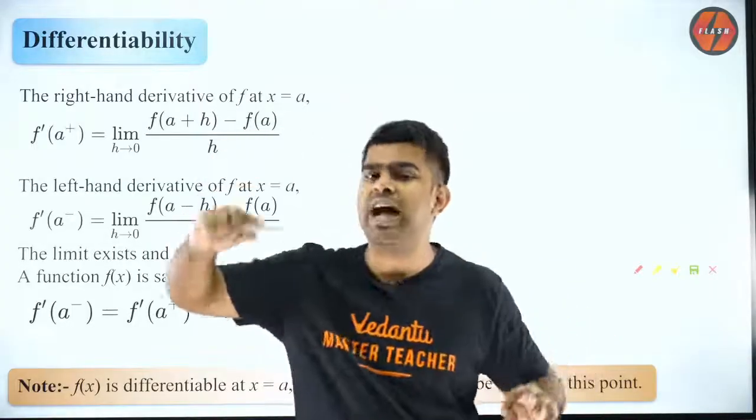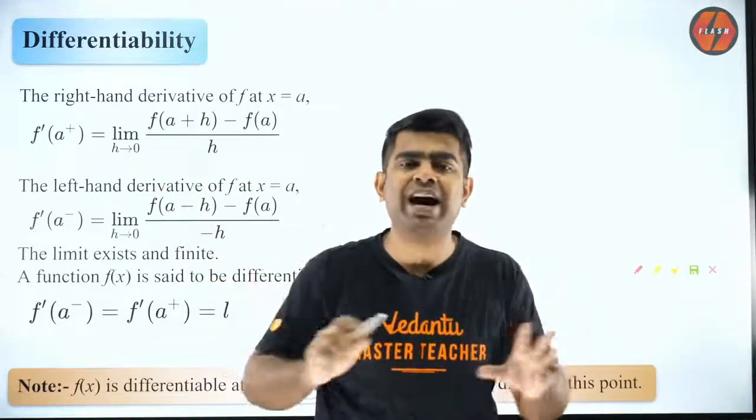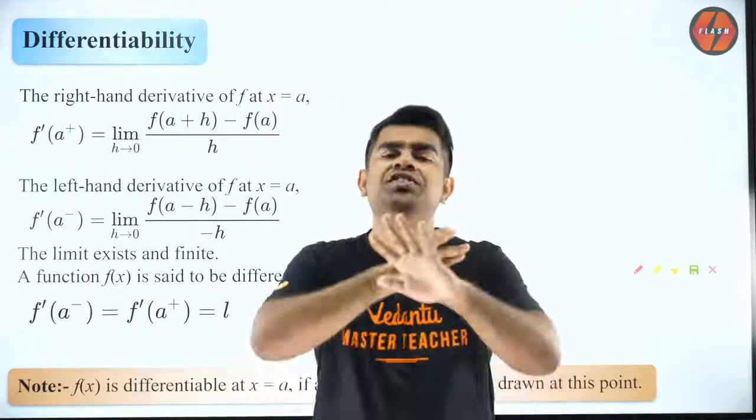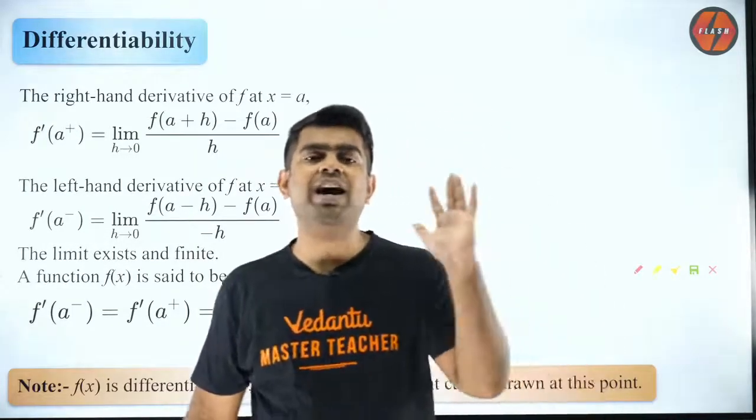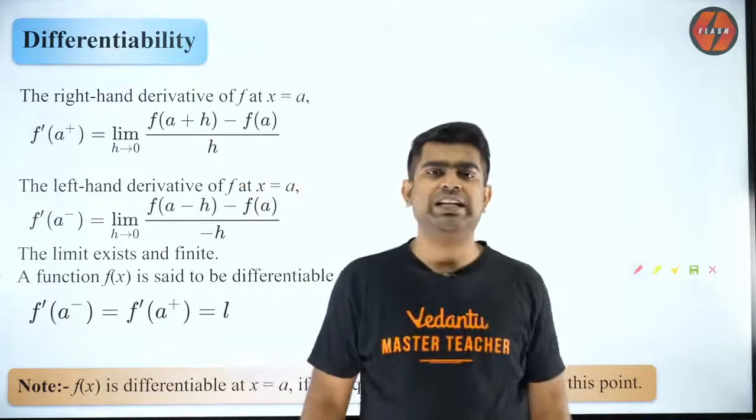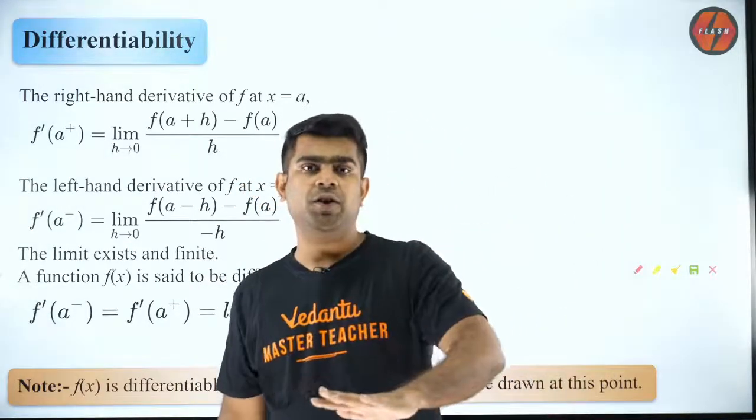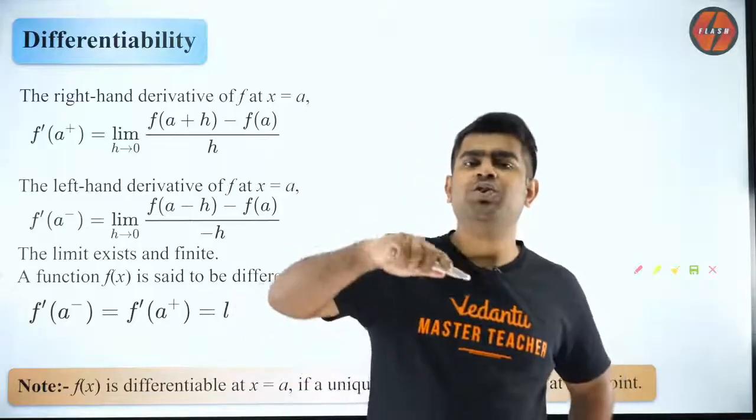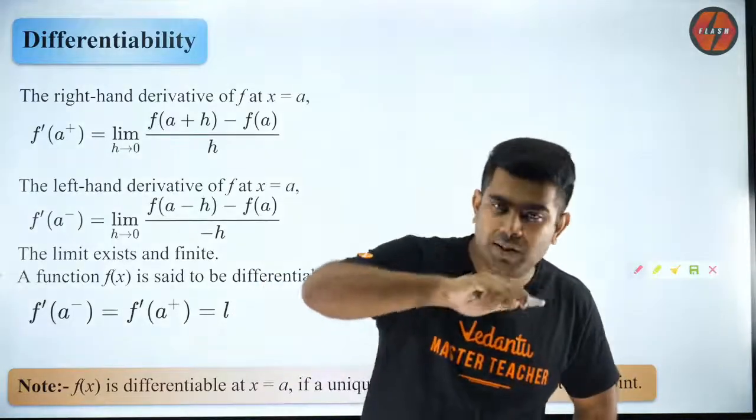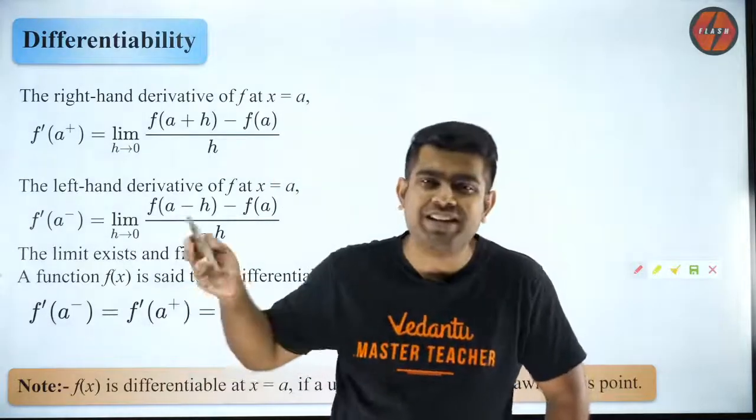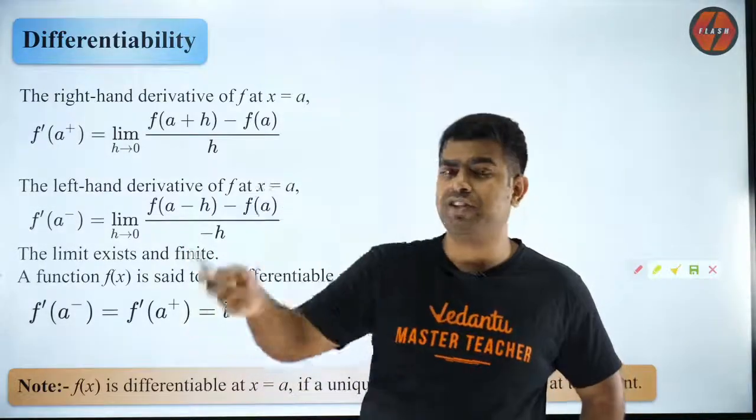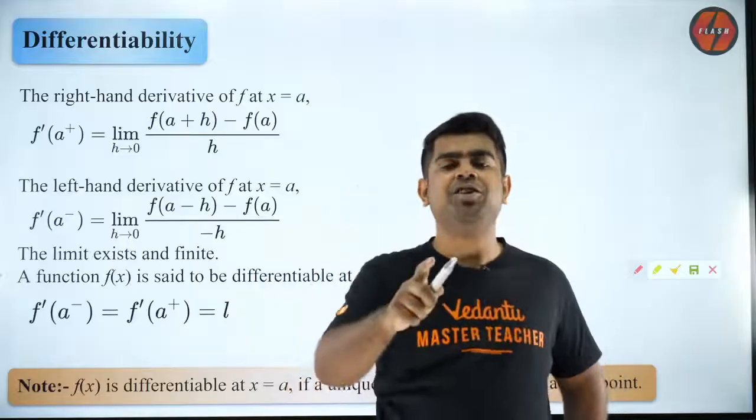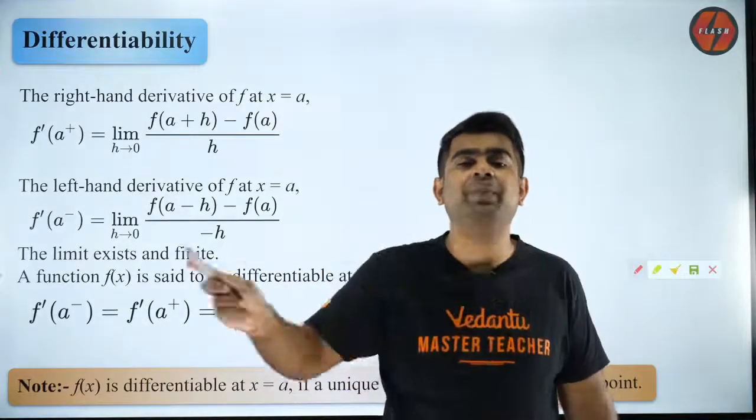So if you have a graph of a function and if there are no breaks, no sharp edges, then you say that it is a differentiable graph. You say that it is a differentiable function. So differentiability, when you draw a graph, first of all, it has to be continuous, because if it is not continuous, then there's no point talking about differentiability. So first it has to be continuous, and even if it is continuous, it should not have sharp edges.